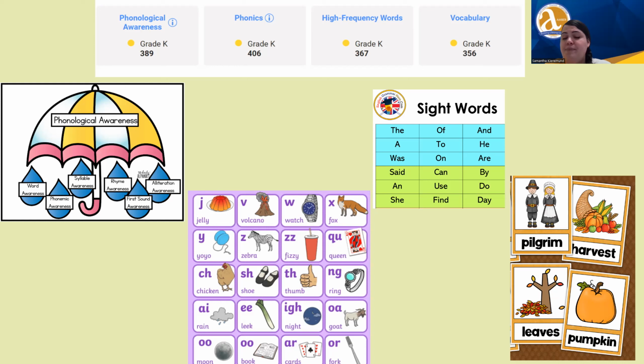Next is vocabulary, and vocabulary is understanding what exactly a word means, especially in relation to a topic. But in this example, the topic is Thanksgiving, and these are vocabulary words that are going to help a student comprehend and understand what the Thanksgiving passage is about or what the Thanksgiving story is about.